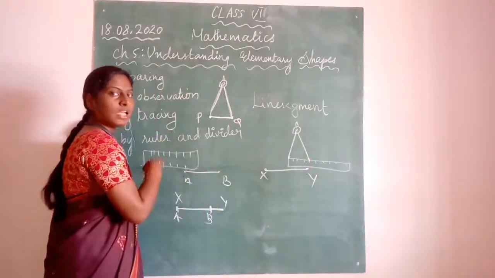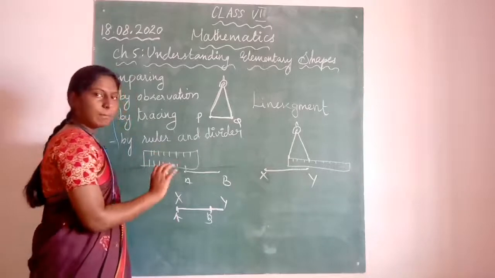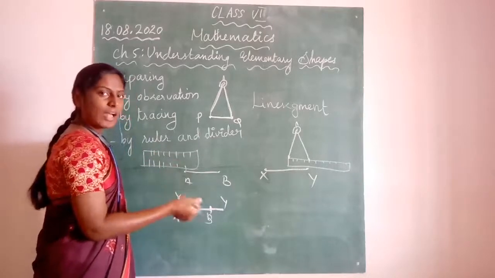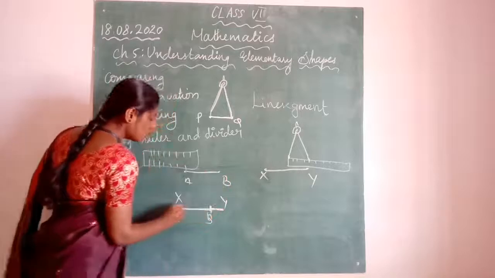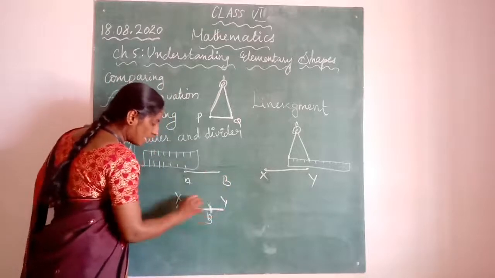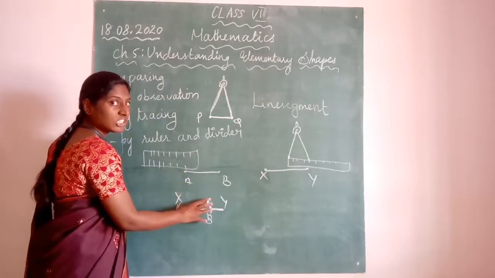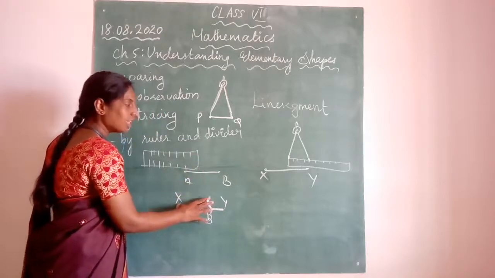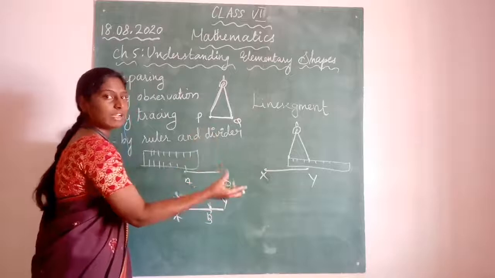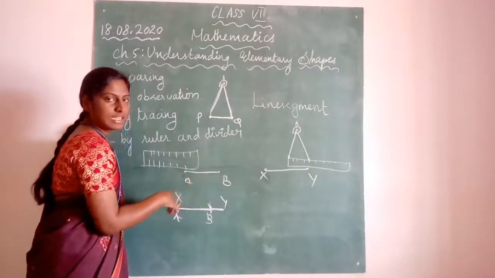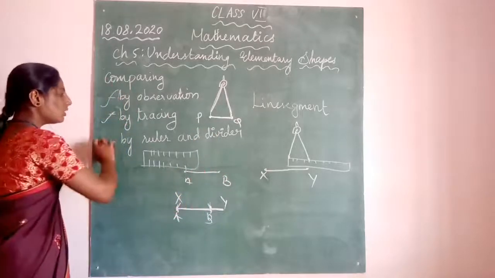But when you compare one more line, you have to again keep the divider point on that line. Then you have to take it as it is, without changing the measurement, without changing the width of the divider, then place it on the scale and find out how many centimeters it is. Is it clear? So this is the ruler and divider method.